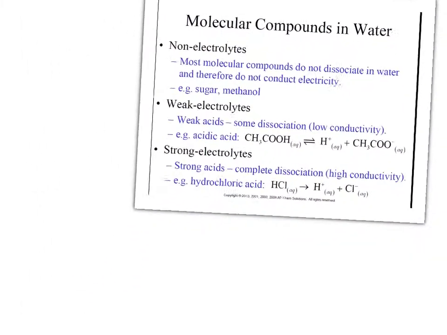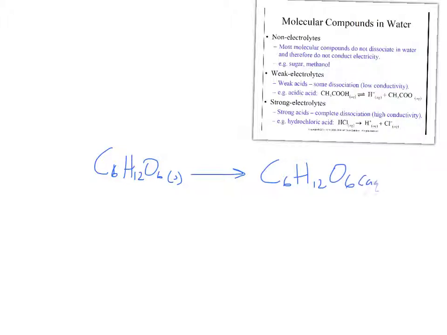Let's take a look at what those terms mean. Dissolve and dissociate do not mean the same thing. So for example, sugar, C6H12O6. When we put that into water, it dissolves. We've seen sugar dissolve in water before. However, it does not ionize, so it doesn't break apart into ions. It stays C6H12O6, except now it is aqueous. So that is dissolving right there. It's not dissociating because it's not breaking apart into ions.